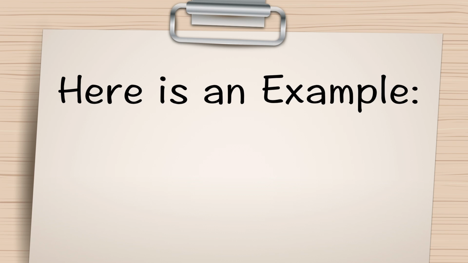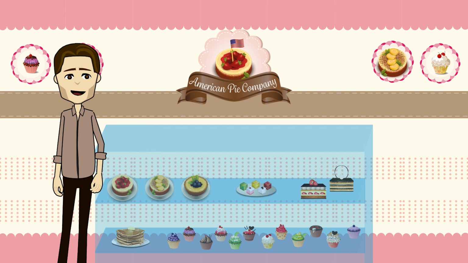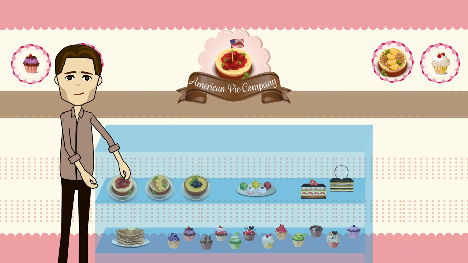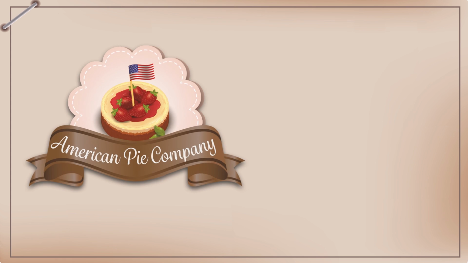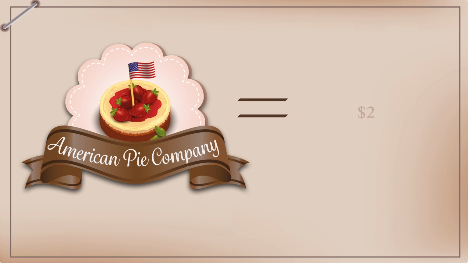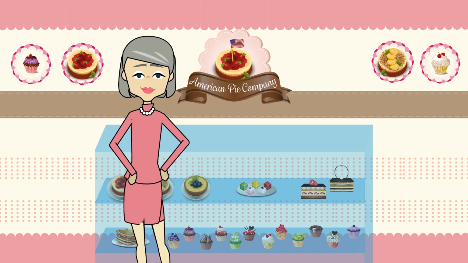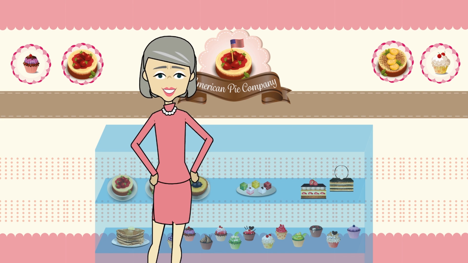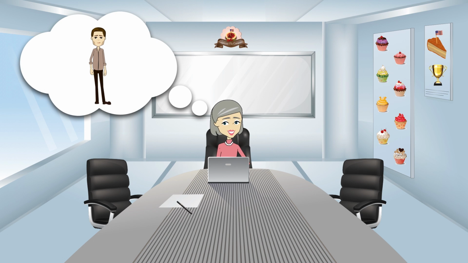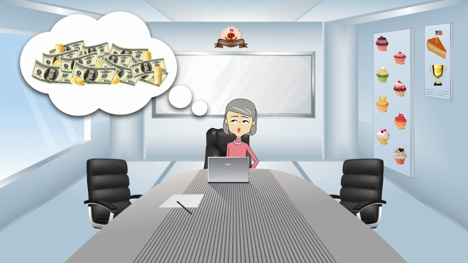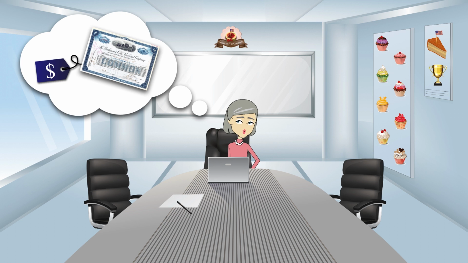Here is an example. Bob works as a sales manager for American Pie Company, which sells, well, pies. American Pie Company is a public company whose shares trade for $2 per share. Granny, the chairman of the board and the company's CEO, wants to incentivize Bob to increase sales, which will increase profitability and hopefully share price along with it.